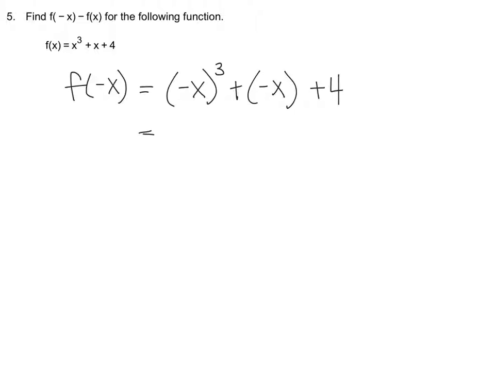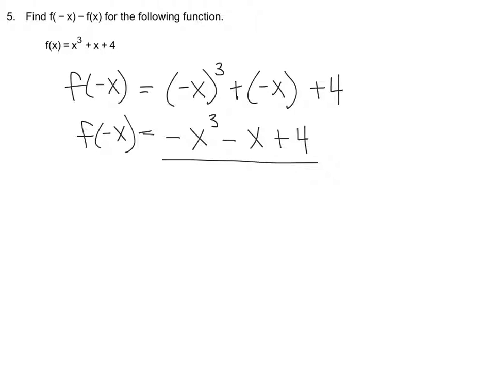Now negative x cubed is the same as a negative x cubed. So I can take the negative out of the parentheses. That's because whenever you're raising a negative to an odd power, the final answer will always be negative. Now I'm adding a negative x, so that's the same as just minus x, and then plus 4. So this is my simplified expression for f of negative x.